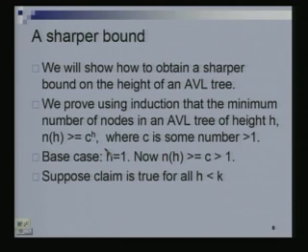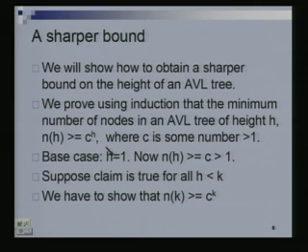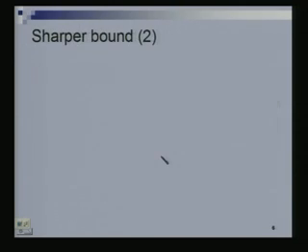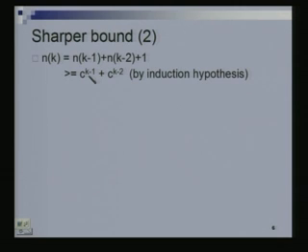Suppose the claim is true for all h less than k, and let us try and prove it for h equals k now. So, we have to prove that n of k is greater than or equal to c to the k. Okay, we will come back to this base case in a minute. Okay, so recall this was our recurrence relation, n of k equals n of k minus 1 plus n of k minus 2 plus 1. Our induction hypothesis says that n of k minus 1 is at least c to the k minus 1, n of k minus 2 is at least c to the k minus 2, and I have ignored the plus 1. So, actually I can say that this is strictly larger, right. I will just ignore that plus 1 again.